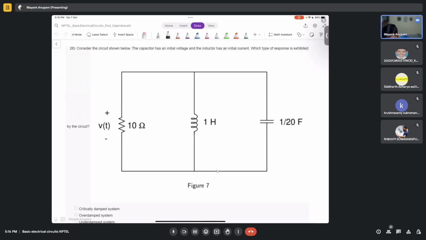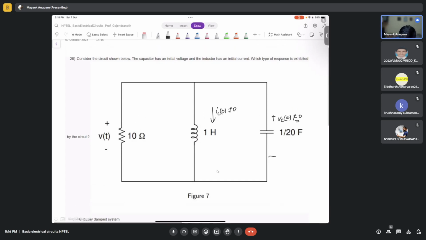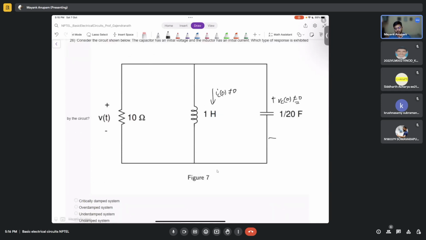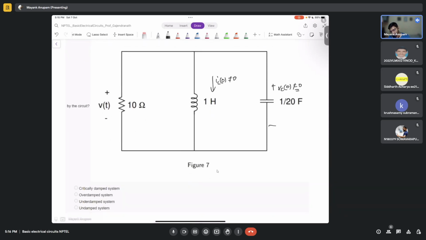You have been given that the capacitor has some initial voltage and the inductor has some initial current. So IL(0) is not equal to 0 and VC(0) is also not equal to 0. In that situation, the question asked is which type of response is exhibited by the circuit. So tell me, the nature of the response, whether critically damped, overdamped or underdamped, is it dependent upon the initial conditions?